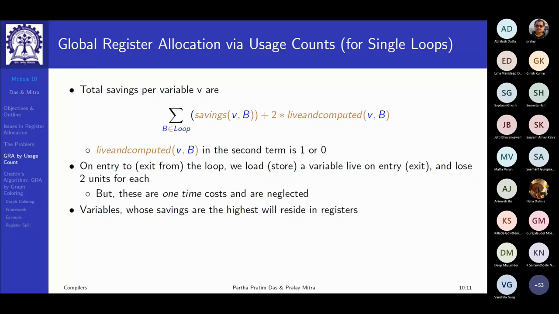So the rest of it is simple: whichever variables have the highest savings will be put in a register. Now, there may be a certain one-time load or store on entry and exit of the loop, which we ignore. When you start the loop, obviously there will be some loads, and when you end the loop, there will be some stores. But those parts we ignore, because the loop is expected to iterate multiple times, and it will enter and exit only once.